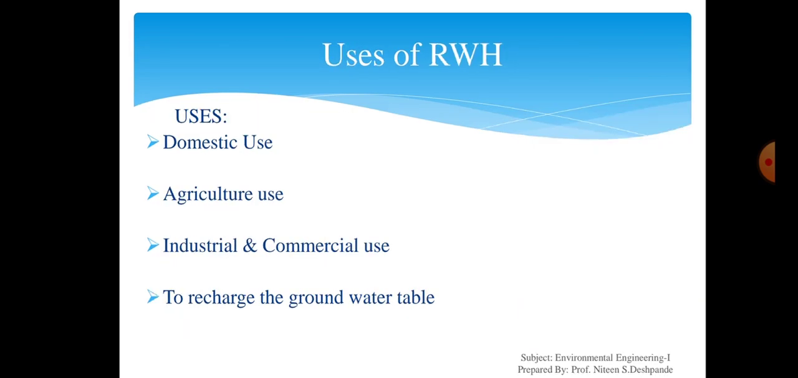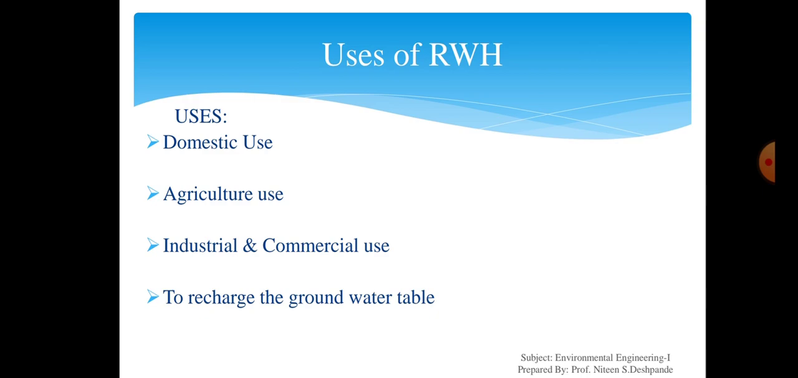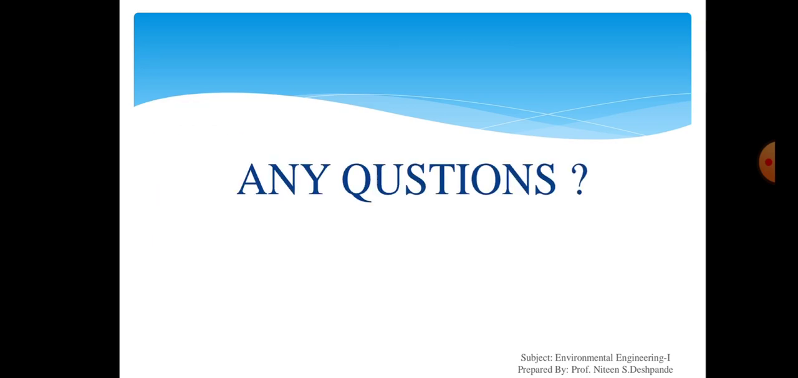Lastly, the uses of rainwater harvesting, how it is to be used. There are four basic types of uses. First is domestic use. You can use the water for domestic purposes. Then agricultural use is there, and industrial and commercial use is there. To recharge the groundwater table we can also use rainwater harvesting. Now this is what rainwater harvesting is about.